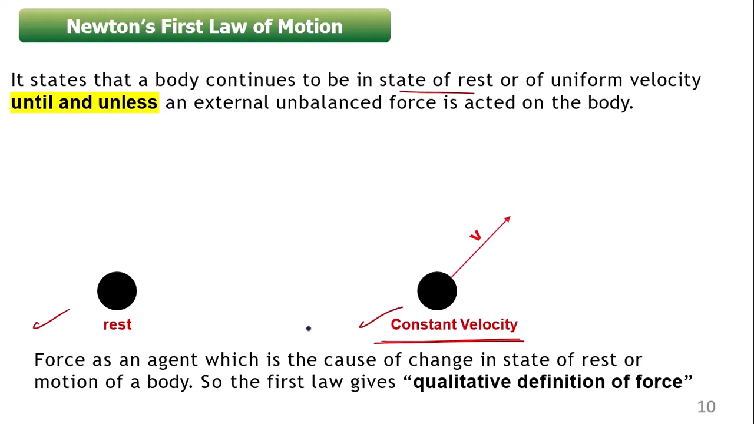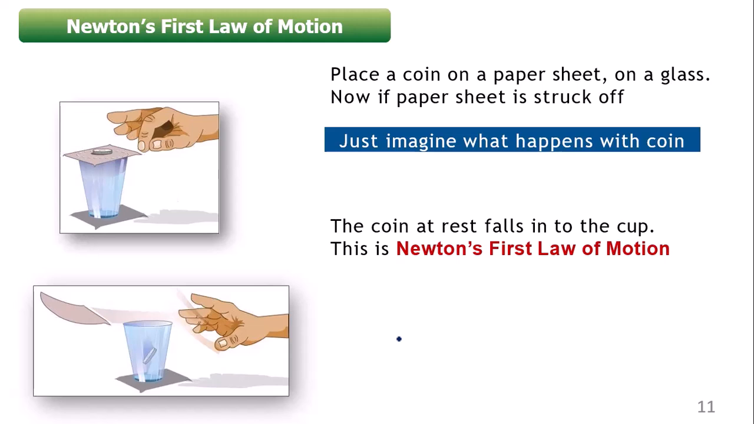By observing these two kinds of motion, I can conclude a qualitative definition of force. By quality, I mean that if I observe two different systems, one at rest and another moving with constant speed, then I conclude that no force is acting. That's why it is called the qualitative definition. So the first law gives the qualitative idea.